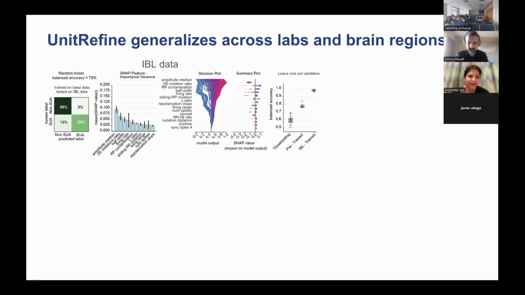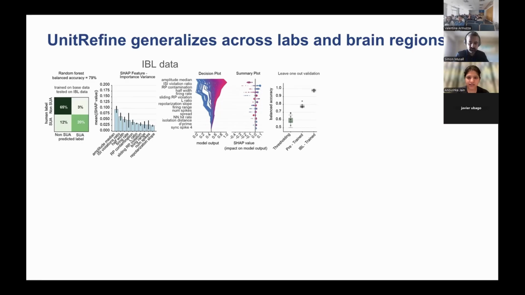Yeah, and another thing that we wanted to see was whether it generalizes well on different data sets. So we got 8 recordings from IBL. Here, the base data set is the data set that we have in our lab. We trained on the base data set and predicted on the 8 IBL recordings. It worked really well.